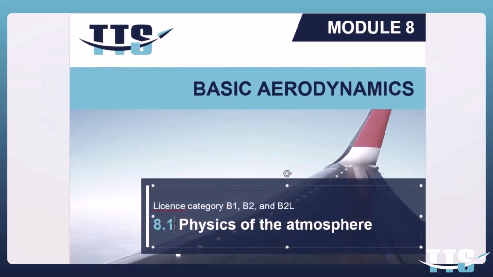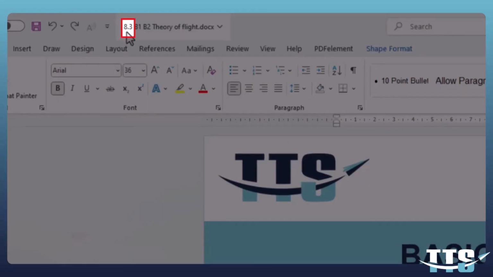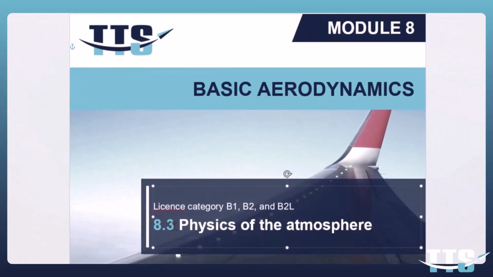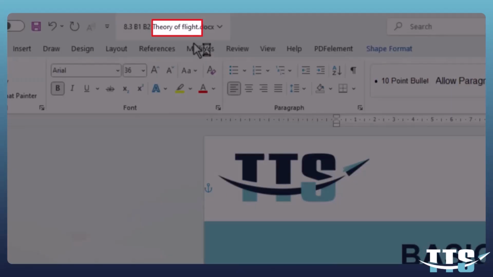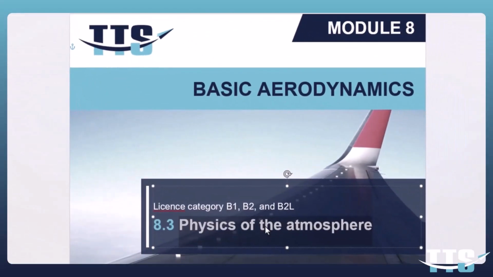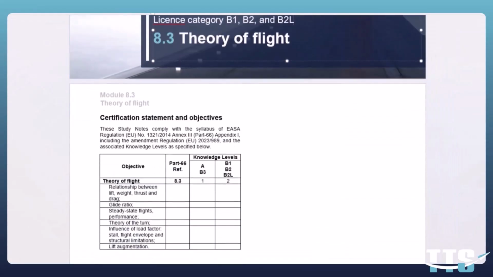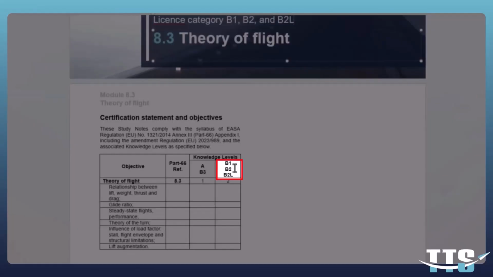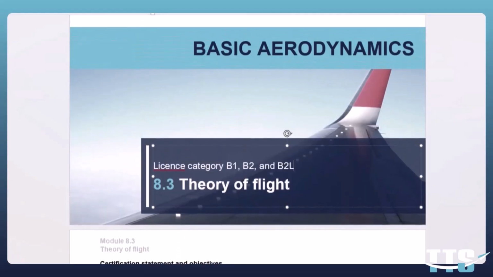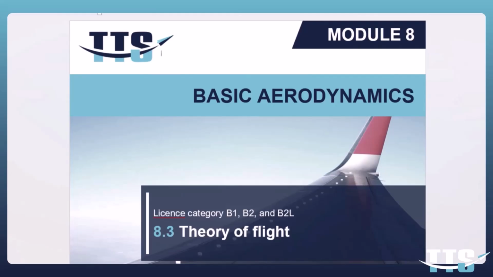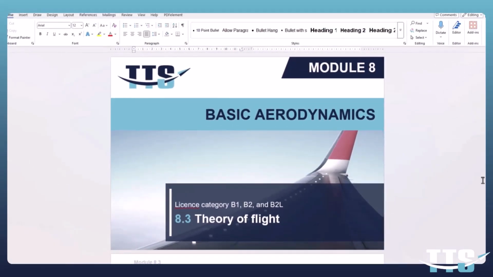The submodule number should be checked from the file name and updated accordingly. To edit the submodule name, use the file name as a reference. The submodule name should be written in sentence case, with only the first letter of the first word capitalized. The license category can be found in the file name or the objectives table. If the file name states B1 and B2, but the objectives table includes B1, B2, and B2L, it's best to include all listed categories on the first page. With that, the first page customization is complete.